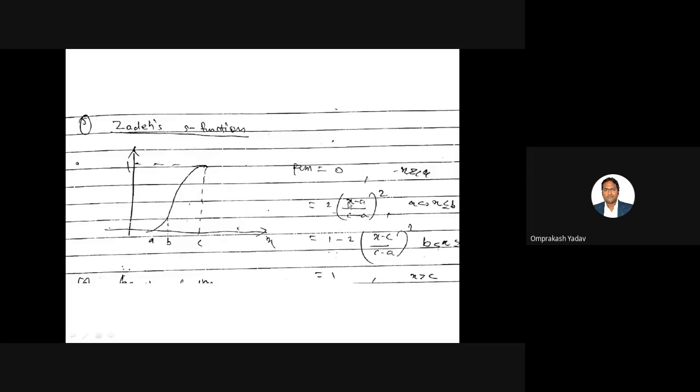The first one is 2 times x minus a upon c minus a, squared. The second is 1 minus 2 times x minus c upon c minus a, squared. So if we plot the values on this, you will get an S-shaped curve. Greater than c, it is 1.